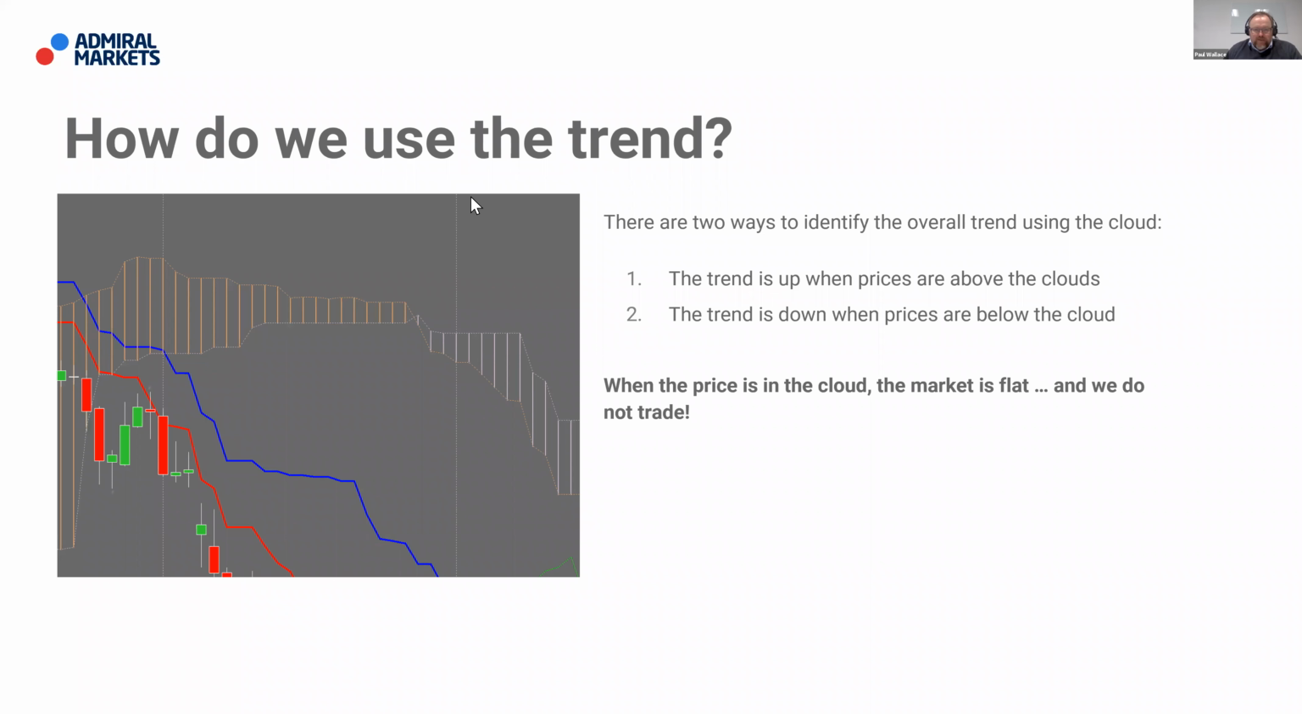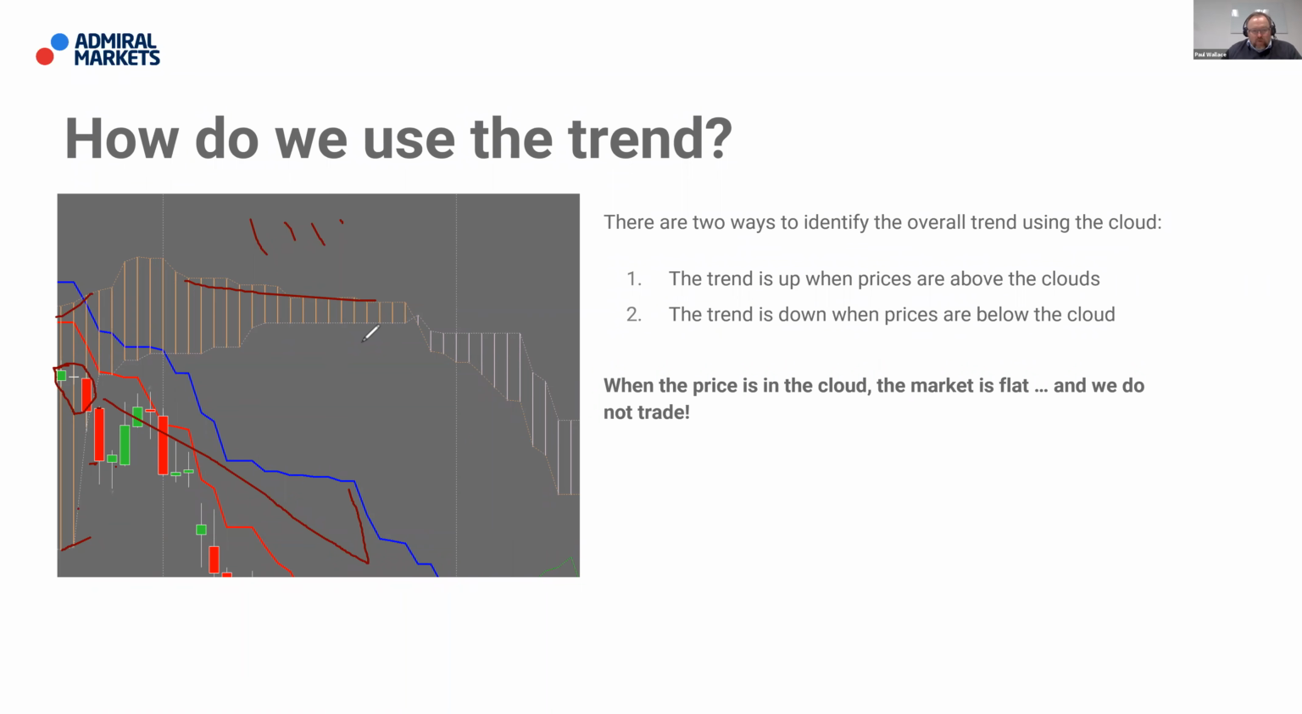And we'll show that in a few examples here. But here you can see, at the start of this chart, price is inside the cloud. We wouldn't be touching it. It's only when we see this candle here closes outside the boundary of the cloud, and we are beneath the cloud, that we have a bearish bias. The trend is down when prices are below the cloud. Alternatively, if the candles were printing above the cloud, then the trend is up.